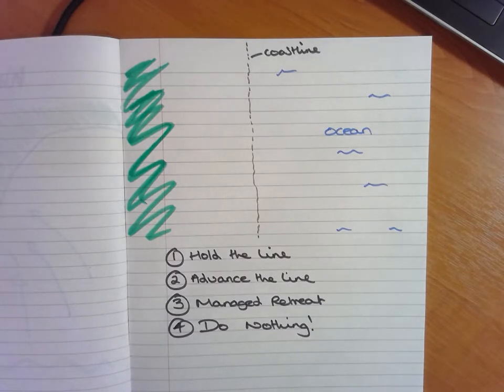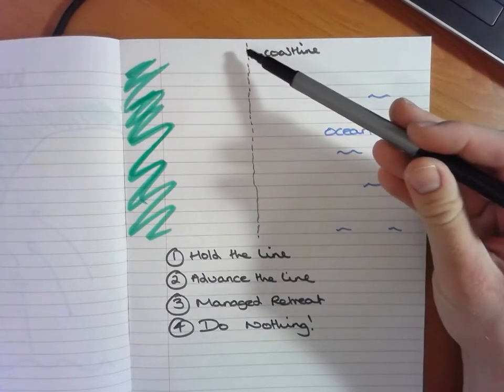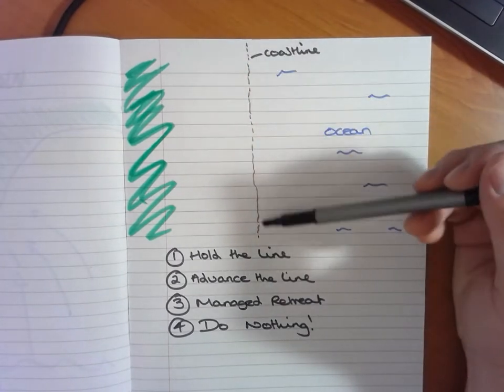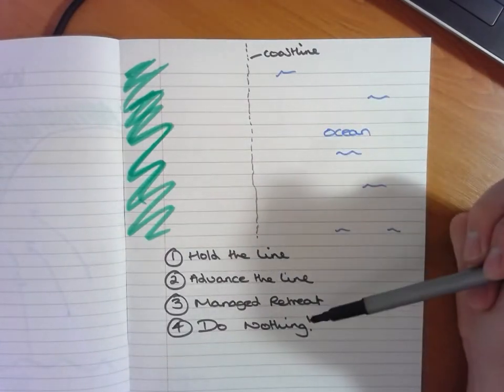Now, I've drawn a very crude diagram of a very basic coastline. We have got our cliff face or our coastline running down here in brown. We've got the ocean and we have got the land behind it. Now, I'm going to go through each one individually.